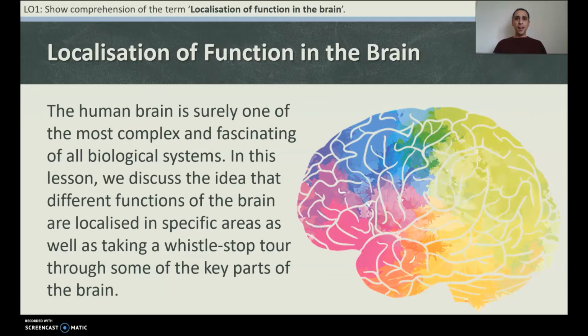The human brain is surely one of the most complex and fascinating of all biological systems. In psychology, I agree, it's the study of the mind and behavior. In this lesson, we discuss the idea that different functions of the brain are localized in specific areas, as well as taking a whistle-stop tour through some of the key parts of the brain. So that's what we're doing in today's lesson.